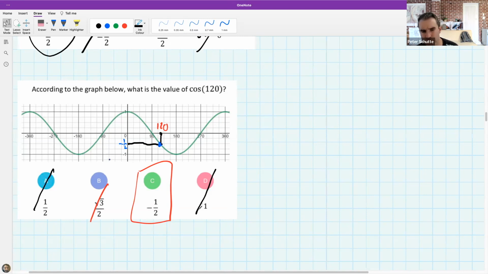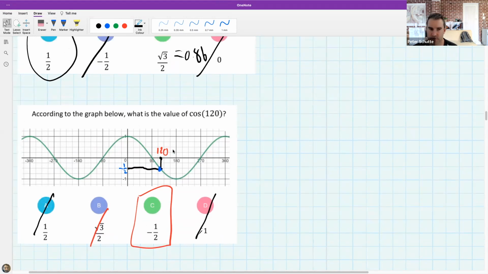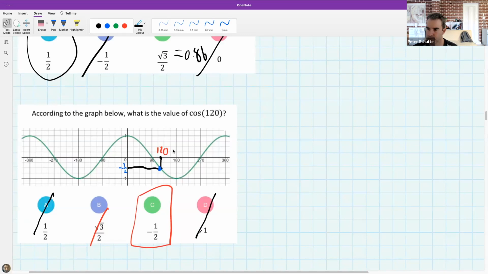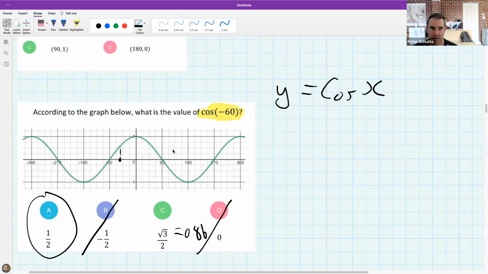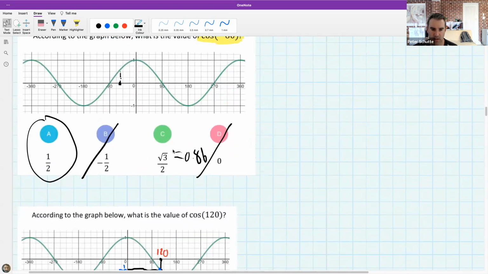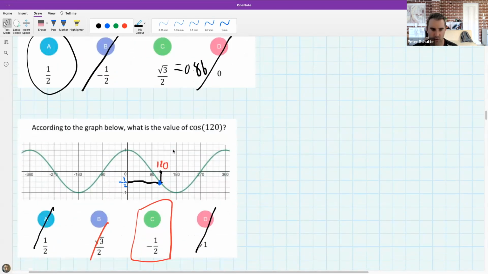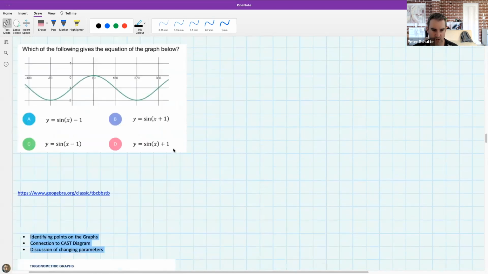Just give me a thumbs up if you understand how I know it had to be a negative by looking at my graph. Just want to make sure that you are with me on that. Do you understand why it had to be negative? Okay, all right. Fantastic.